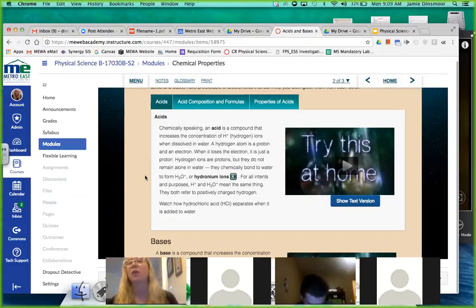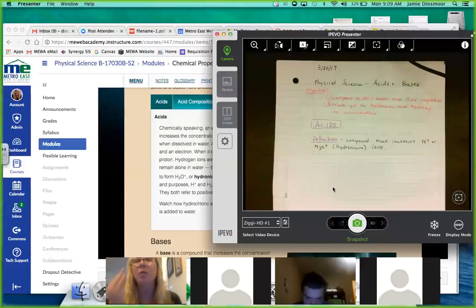Then they say, watch how hydrogen acid or hydrochloric acid separates when it is added to water, which we'll watch in a second. So hopefully you were thinking about summarizing that in your mind, but all I wrote was compound that increases H+ or H3O+, and then I wrote out the words hydronium ions. That's all it does. And they're right. For the most part, chemists consider H+ and H3O+ to be the same. They are slightly different, mostly because H+ would never exist by itself. A lot of times we just call it H+ just because it's easier.